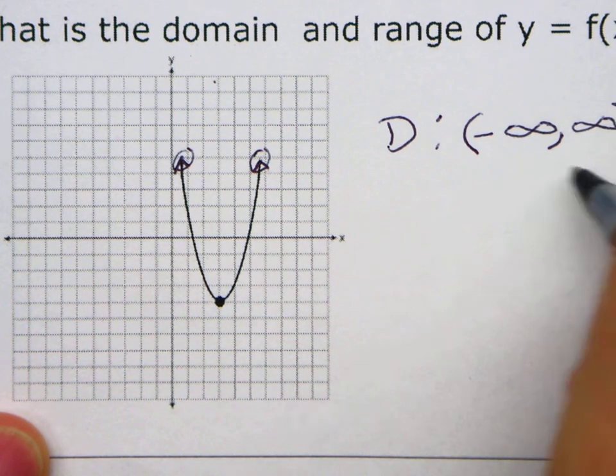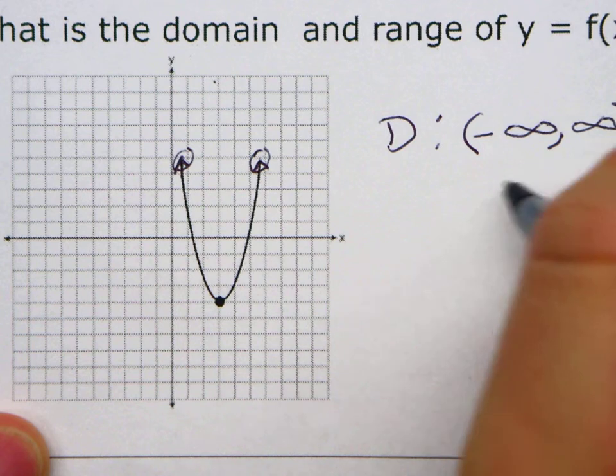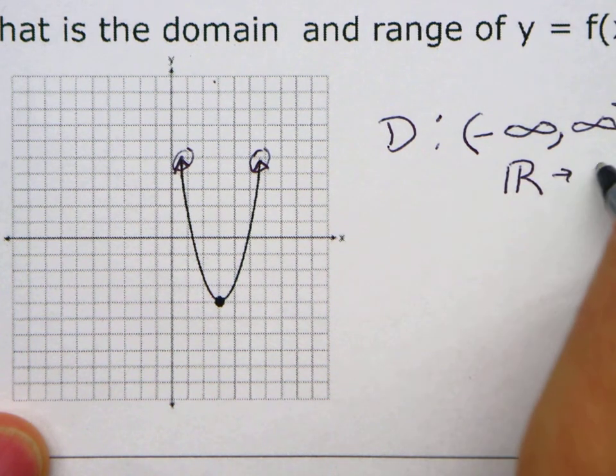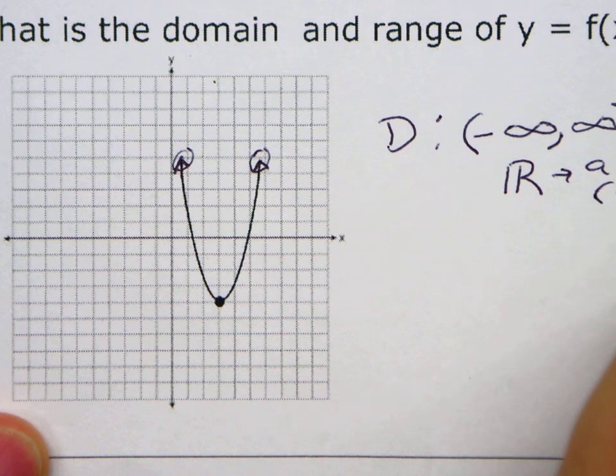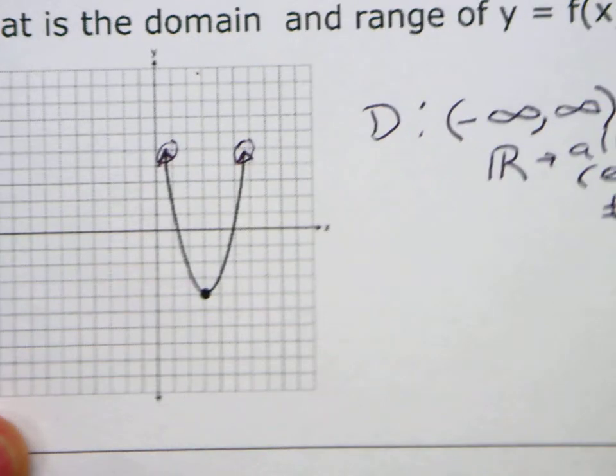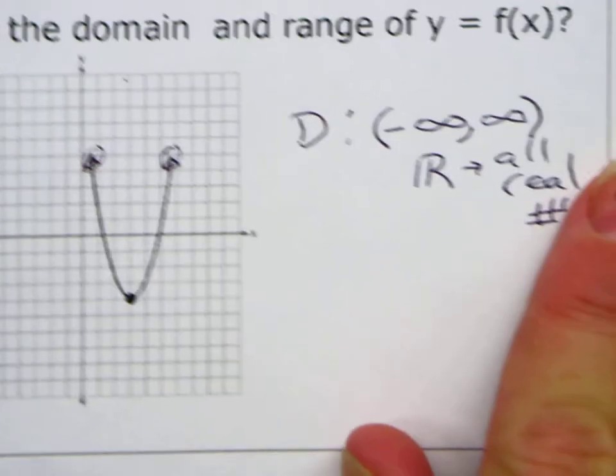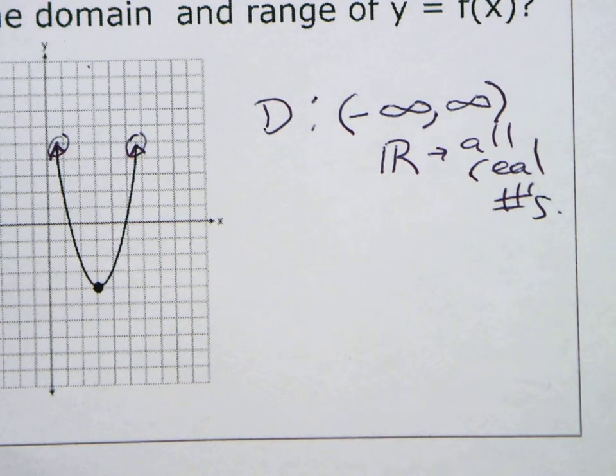And then there's another way of writing this. Negative infinity to infinity, you can write this symbol. It means all real numbers. Because I'm super lazy, I don't want to write all that. All right, so now what's the range?